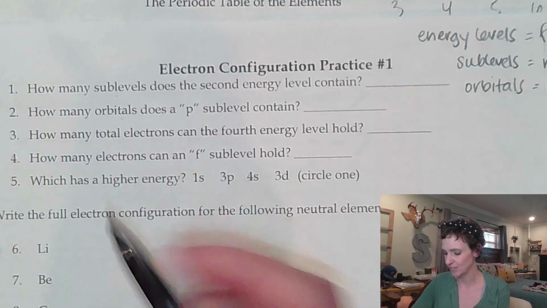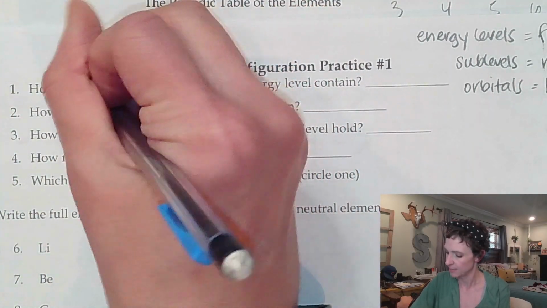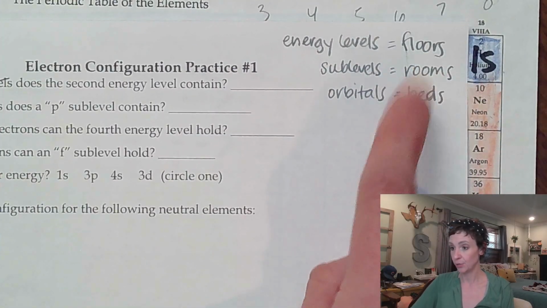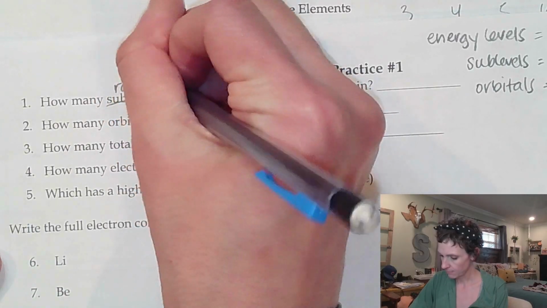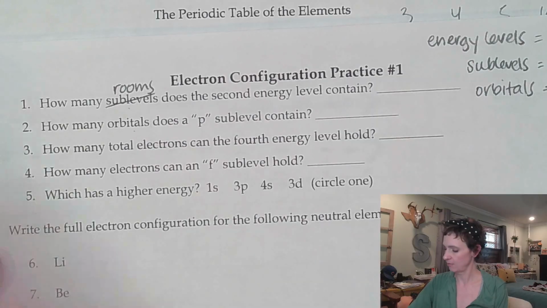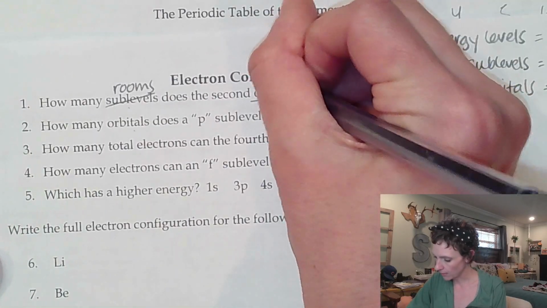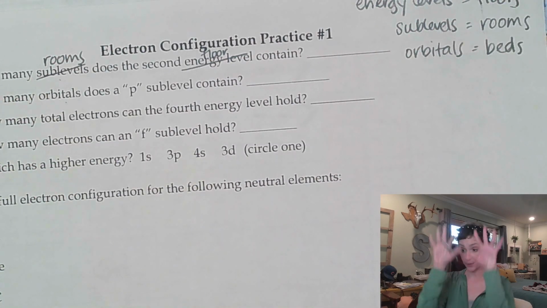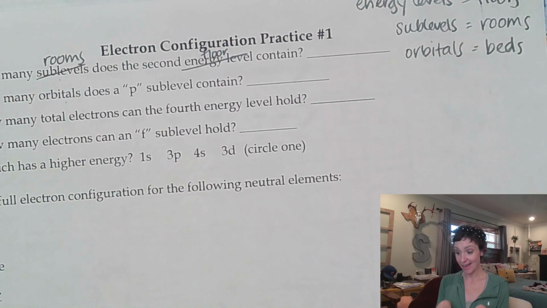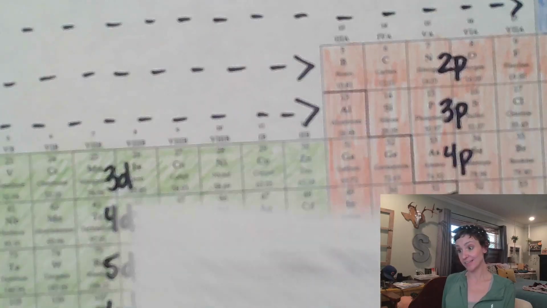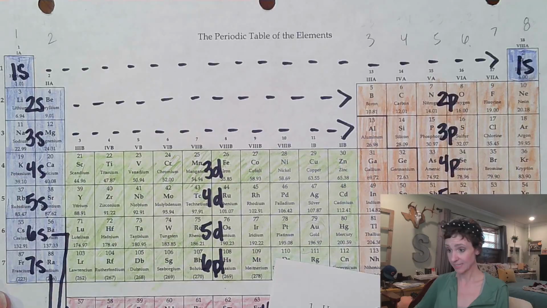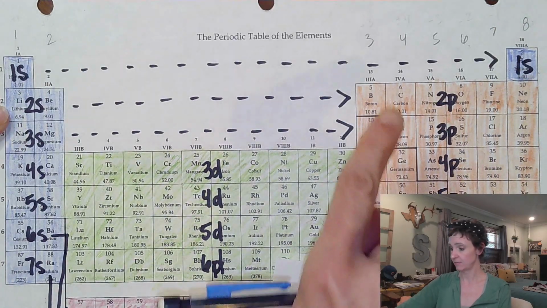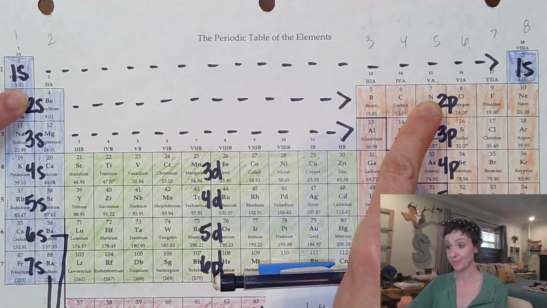So let's go ahead and do that for the first question. The first question says, how many sublevels? I don't like the word sublevel. No, thank you. I like how many rooms does the second energy level, I don't like that, the second floor contain? So now this question has become, how many rooms or how many types of rooms does my second energy level contain? Now you can look at your picture of your electron cloud hotel, okay? Or if you don't remember what that looks like, you can also look at your periodic table. Second energy level, that is everything that starts with a 2. I only have an S room and a P room.